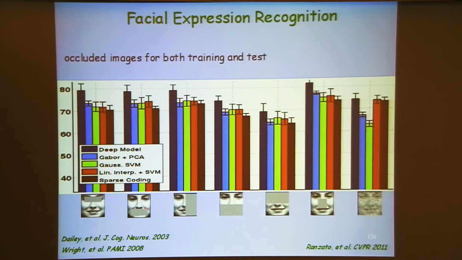And so on the x-axis, we have the different types of occlusions, and on the y-axis, the recognition accuracy. And the blue bar is the accuracy of our model. And here we have a few different baselines, also sparse coding. So we do consistently better than other approaches.